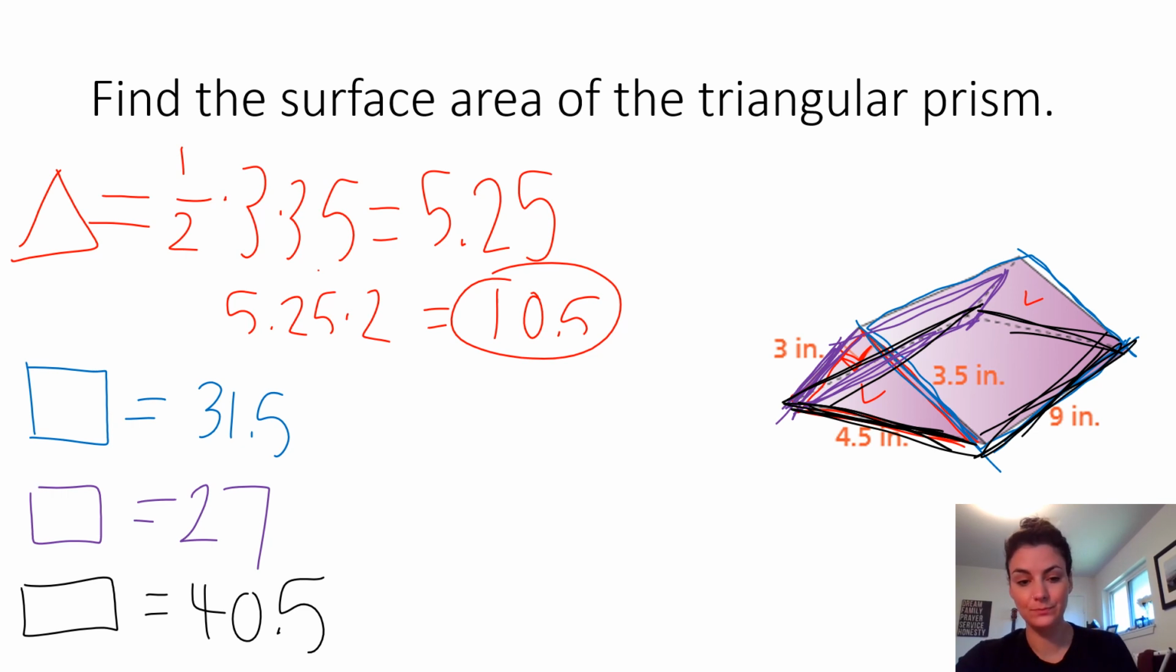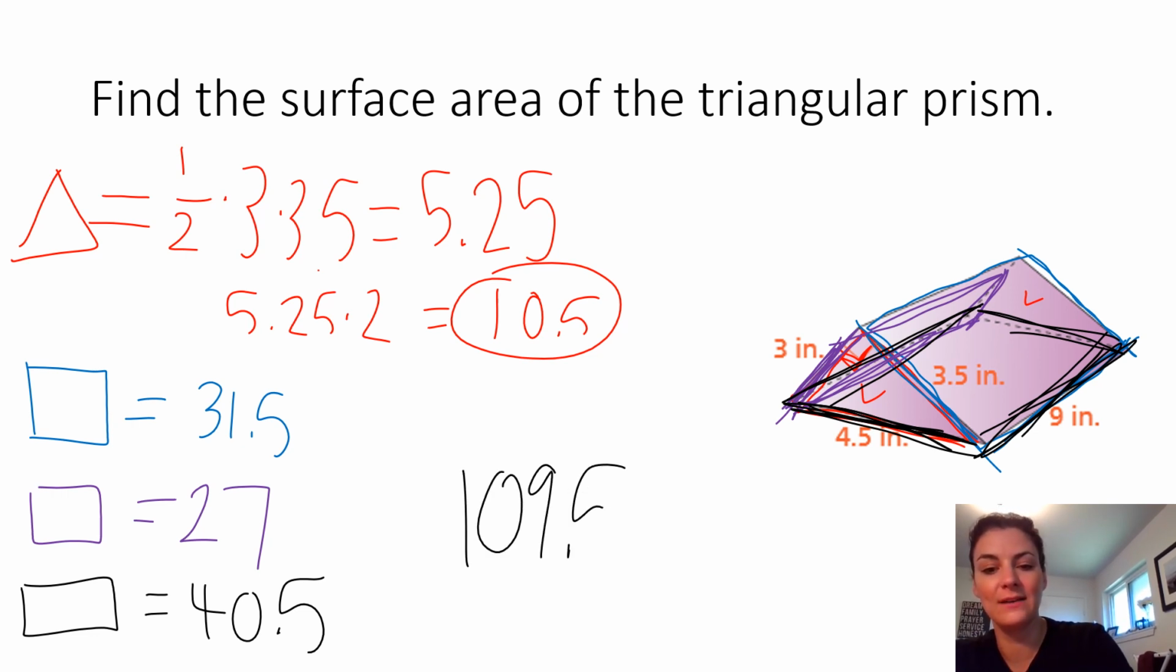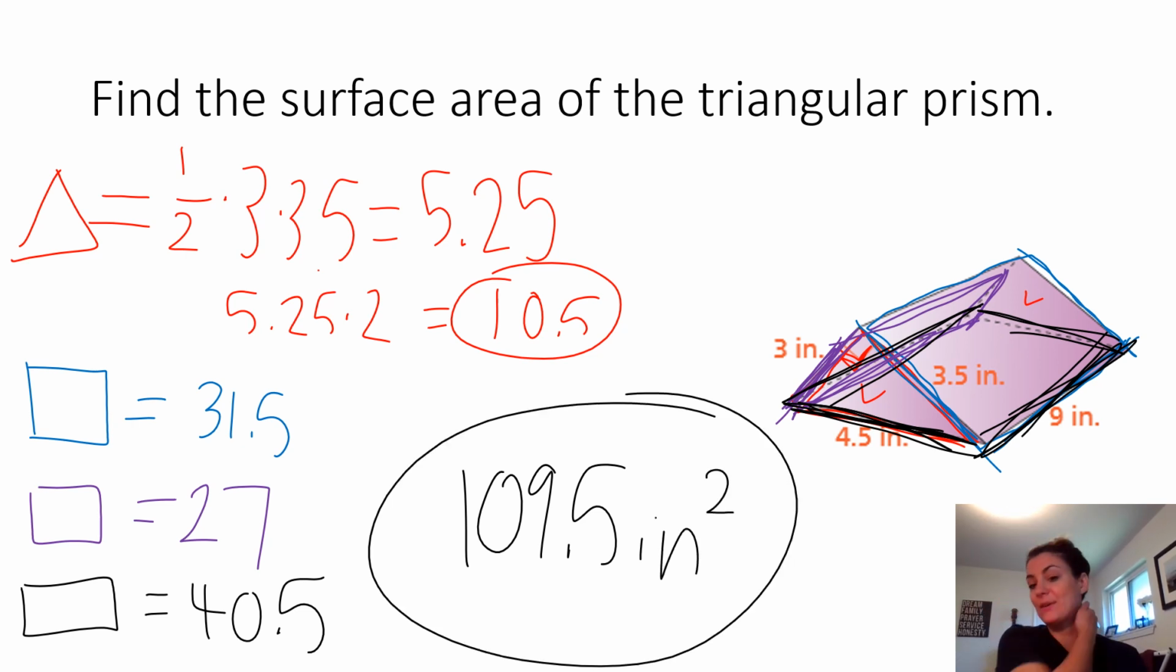So we found all the pieces, and now it's time to add them together. 10.5 plus 31.5 plus 27 plus 40.5 is 109.5 inches squared. So if we were to wrap a triangular prism with a perfect amount of wrapping paper, which would be difficult compared to a rectangular prism, we would need 109.5 inches squared of wrapping paper.